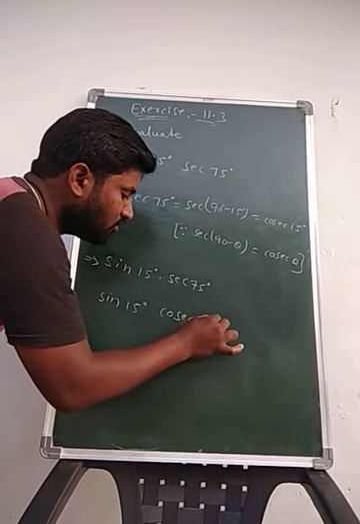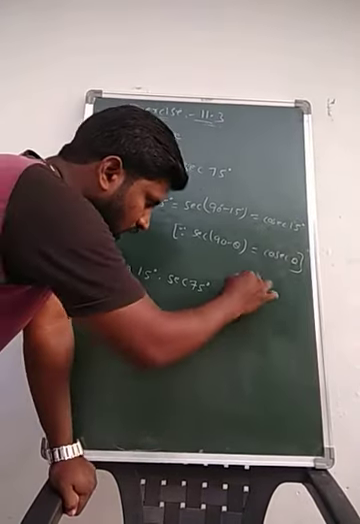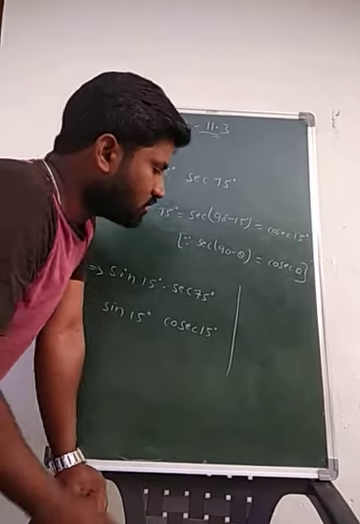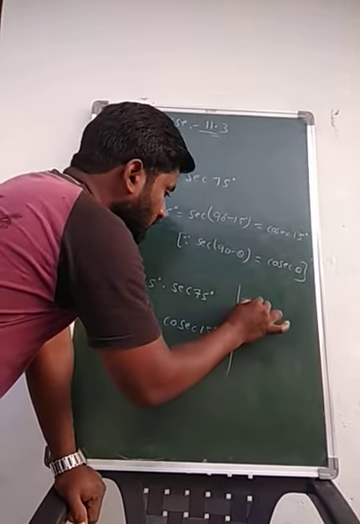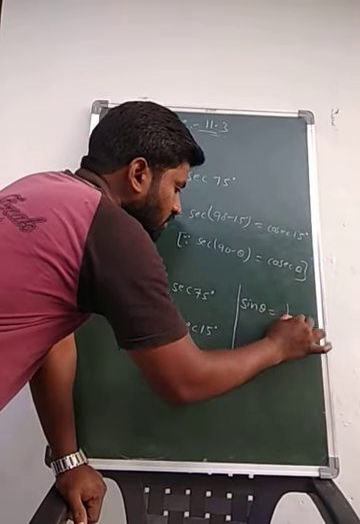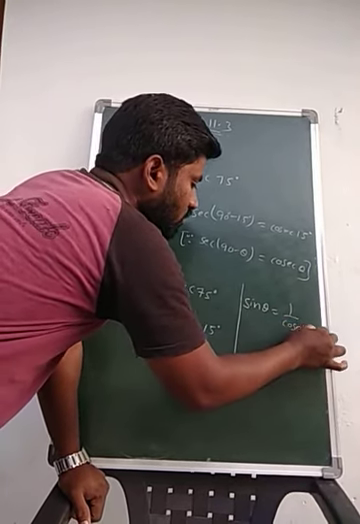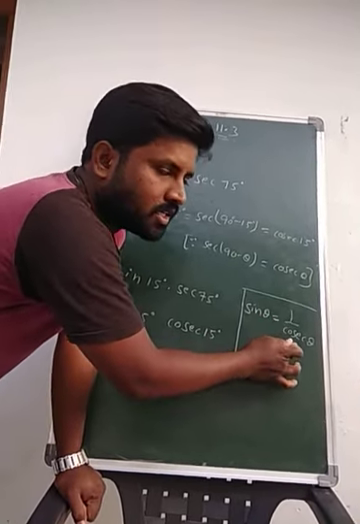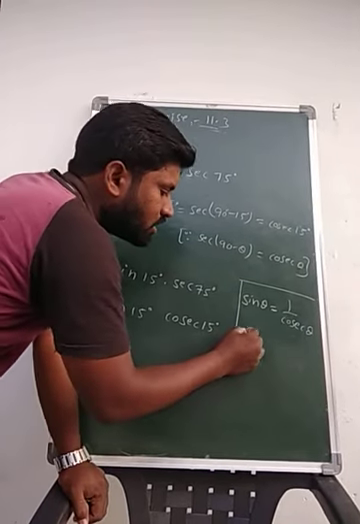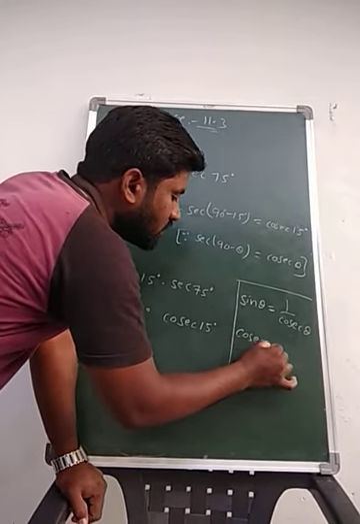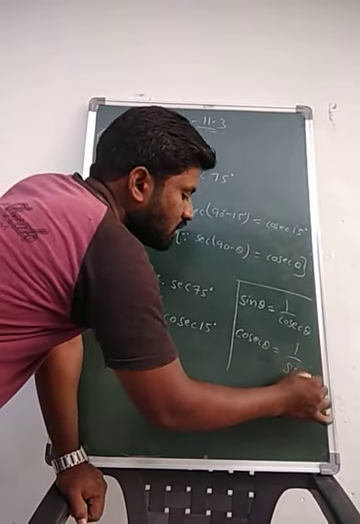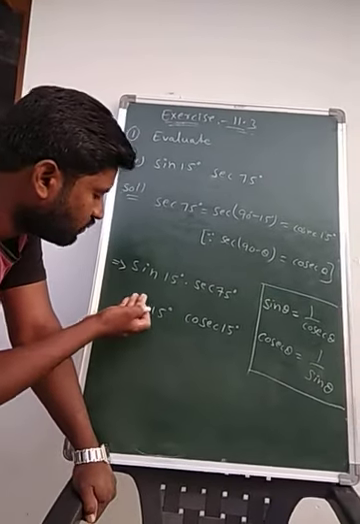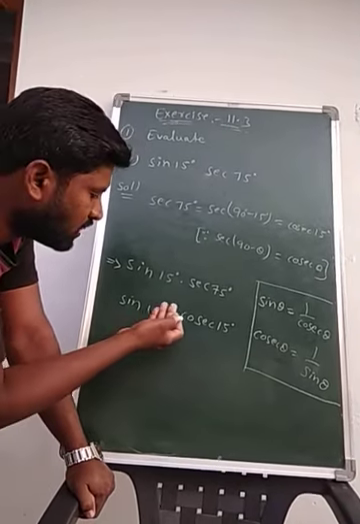So one useful formula we discussed in reciprocal relation is sin theta is equals to 1 by cosec theta. And cosec theta is equals to 1 by sin theta. So these are the useful formulas. Now you can apply for sin or cosec, that is your wish. I am applying for cosec.